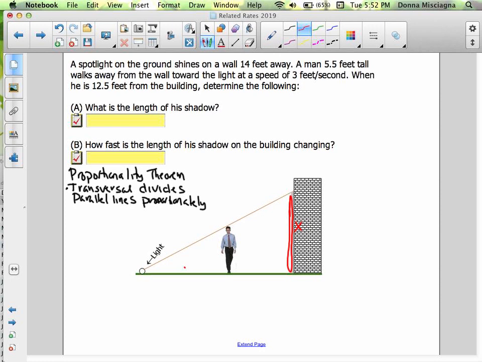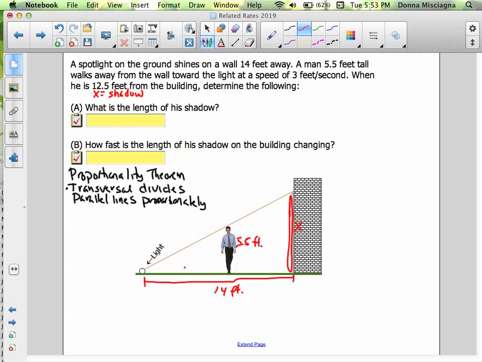The spotlight shines on a wall 14 feet away. So this distance here is 14 feet. So there's two values, right? One triangle is the distance from the light to the wall and the shadow, right? So x equals shadow. Actually, right over there. The other triangle is formed by the man, who's 5.5 feet tall. These are short men, I guess.